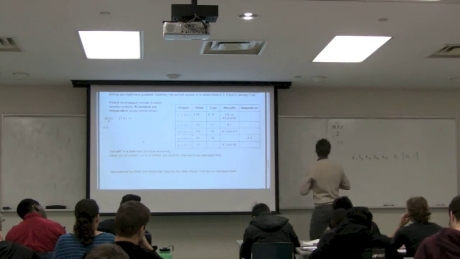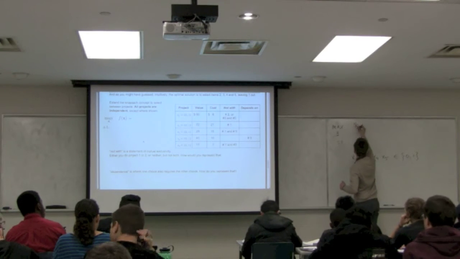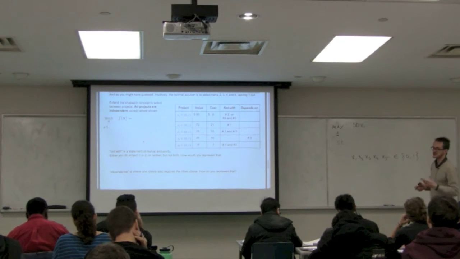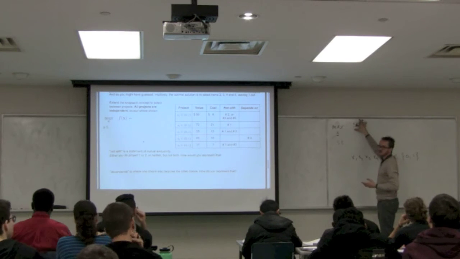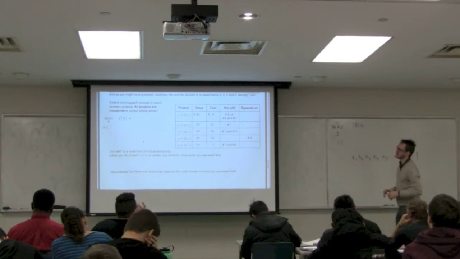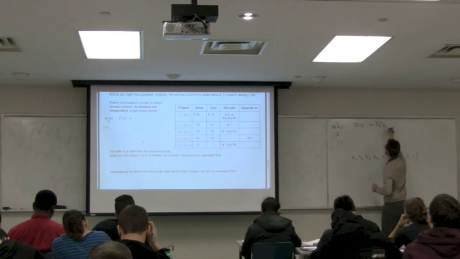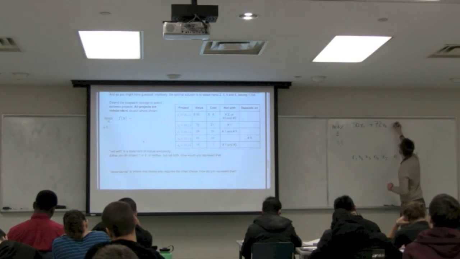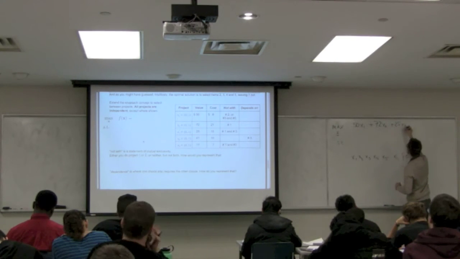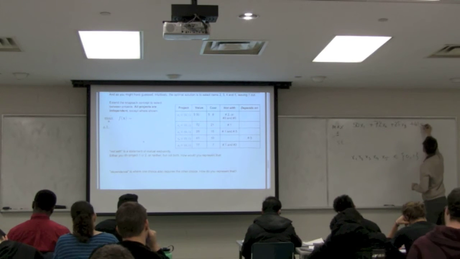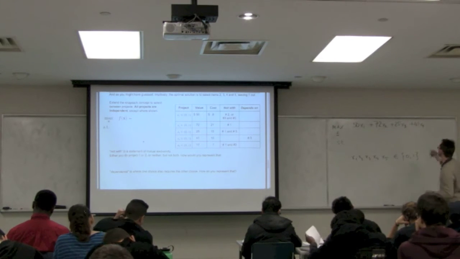So if that is NPV, let's write it then as 50 times x1. That says if you choose to do project x1, you're going to get a value of 50. If you choose to do project x2, you're going to get an additional 72, then 25 for the third project, 41 for the fourth project, and for the fifth project, you'll get 17.